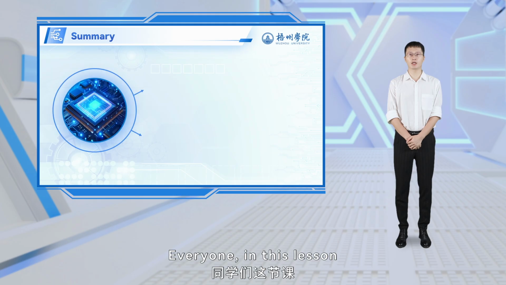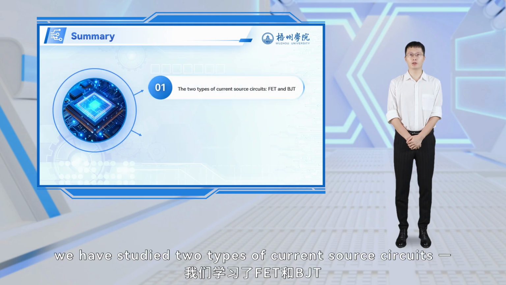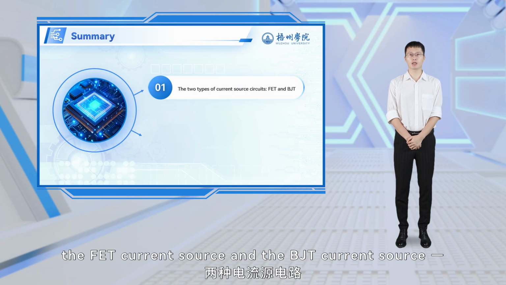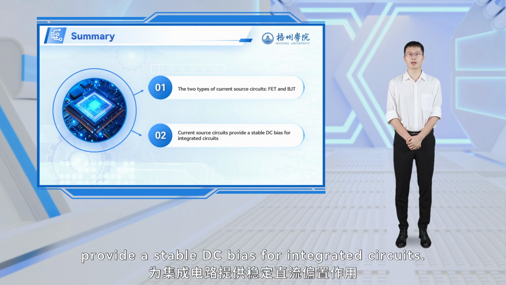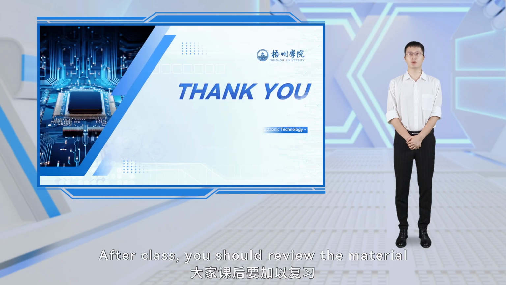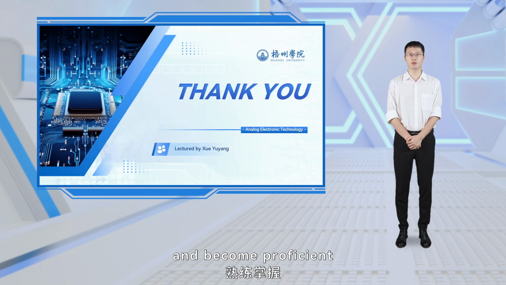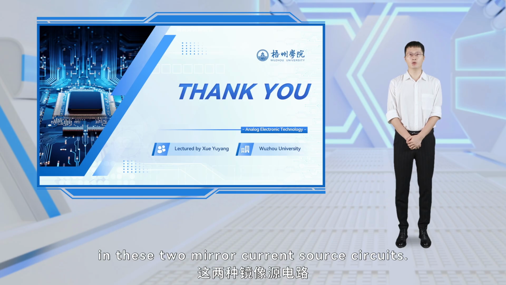Everyone, in this lesson we have studied two types of current source circuits, the FET current source and the BJT current source, and understood that current source circuits provide a stable DC bias for integrated circuits. After class, you should review the material and become proficient in these two mirror current source circuits.